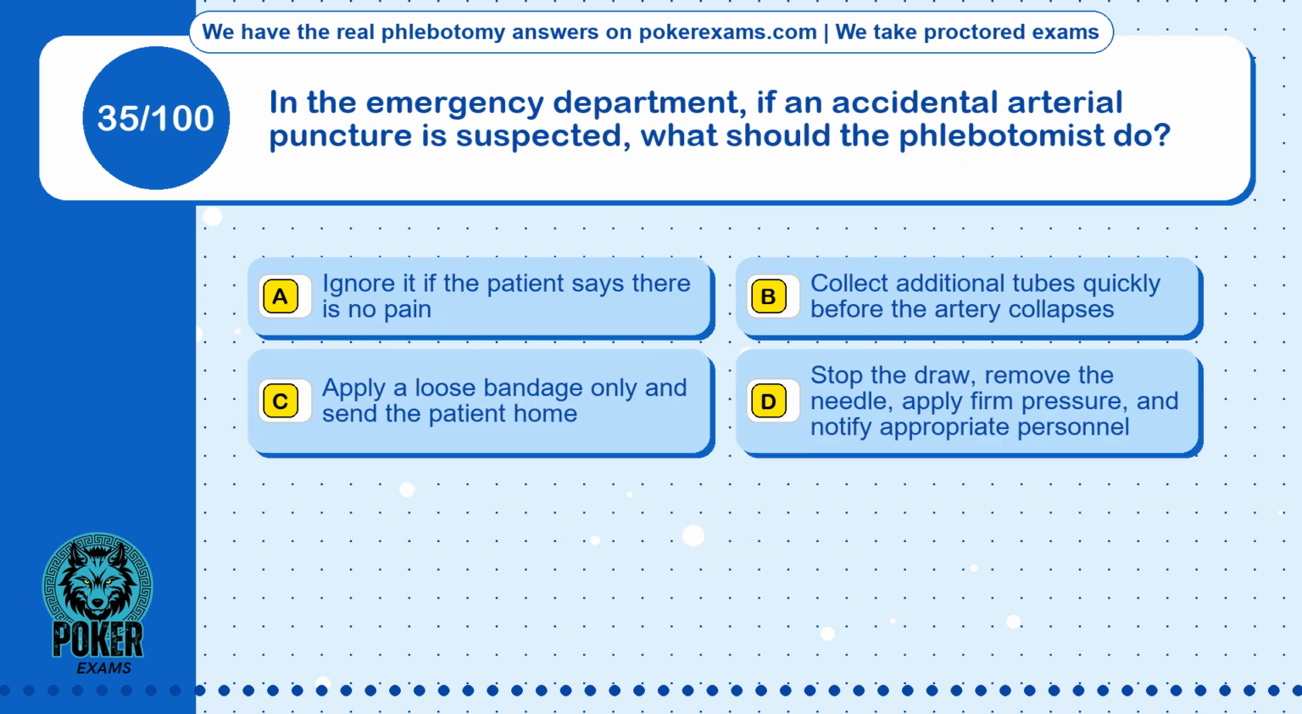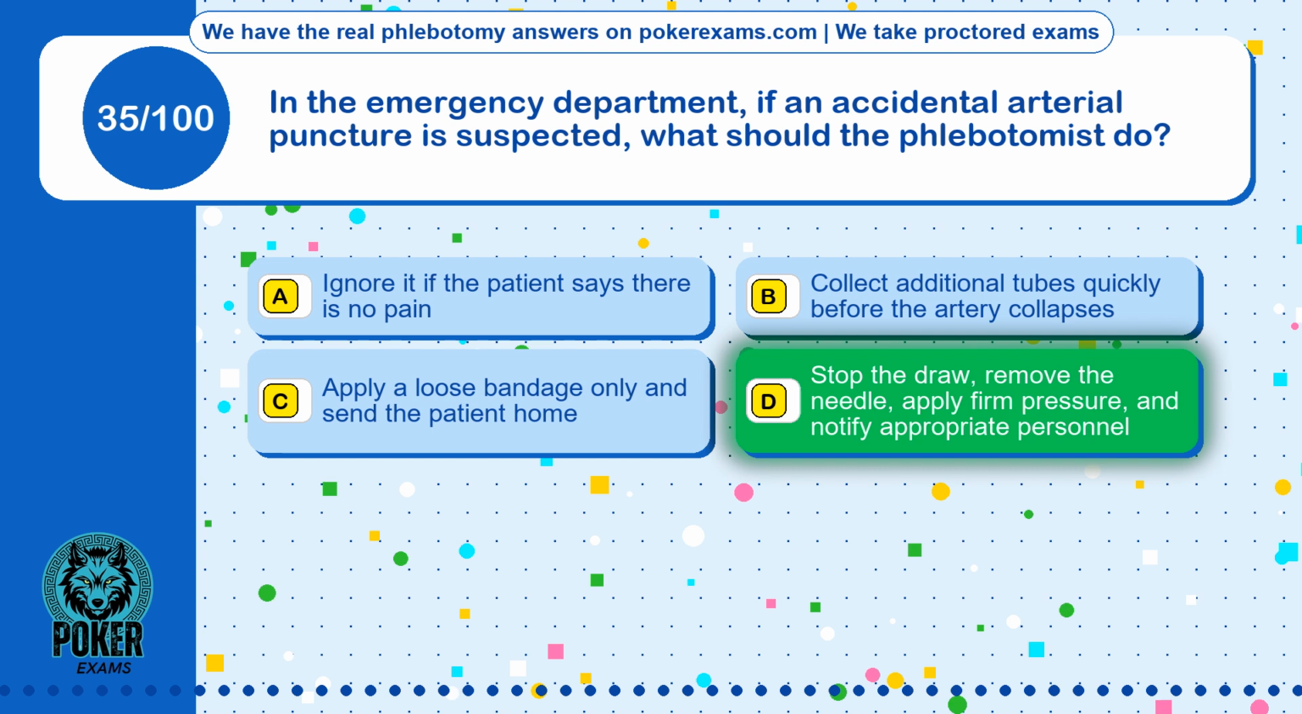Question 35. In the emergency department, if an accidental arterial puncture is suspected, what should the phlebotomist do? Option A. Ignore it if the patient says there is no pain. Option B. Collect additional tubes quickly before the artery collapses. Option C. Apply a loose bandage only and send the patient home. Option D. Stop the draw, remove the needle, apply firm pressure, and notify appropriate personnel.